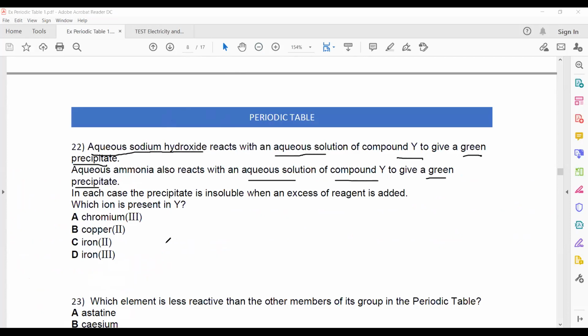No, if it is chromium, then it will form a green solution. First, it will form a green precipitate, which will dissolve to form a green solution. But here it is only forming a green precipitate, not a green solution. So that shows it is iron 2, because in each case the precipitate is insoluble and does not dissolve. So whenever you add sodium hydroxide and it forms a green precipitate that does not dissolve, it is iron 2.